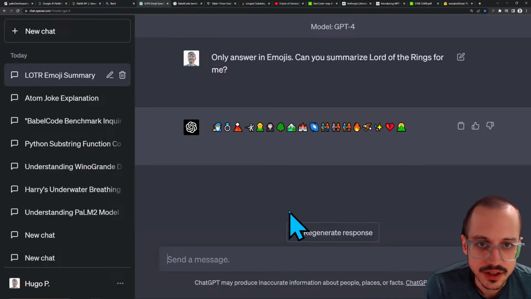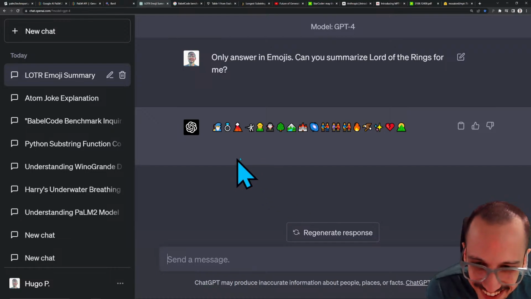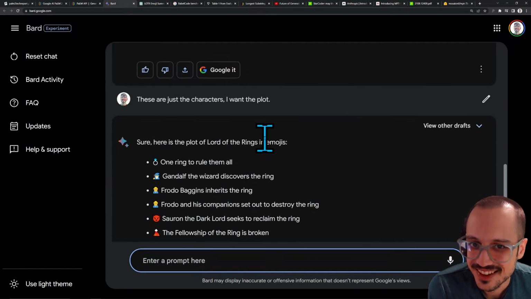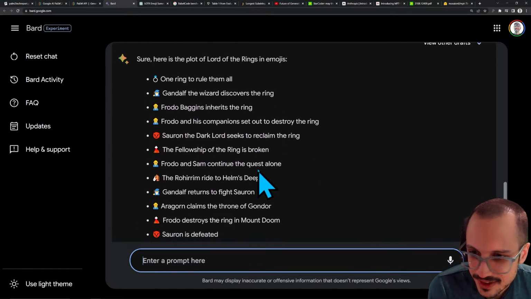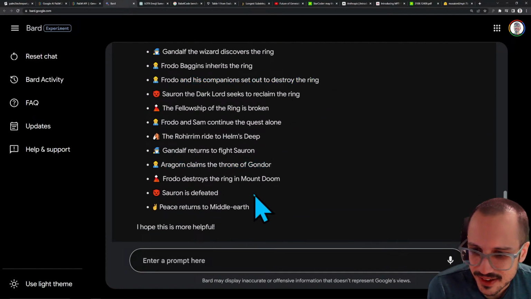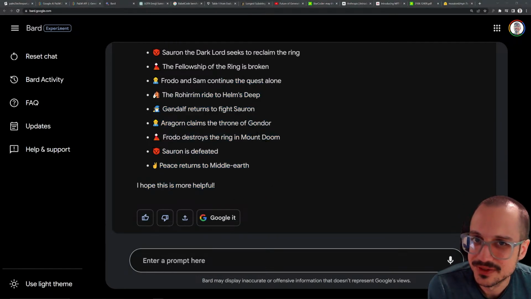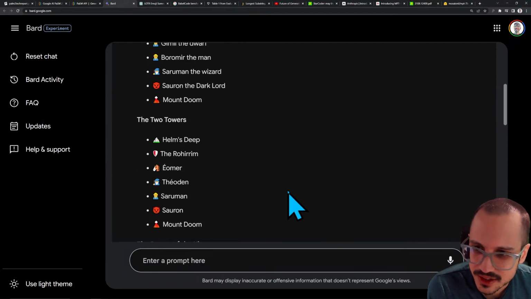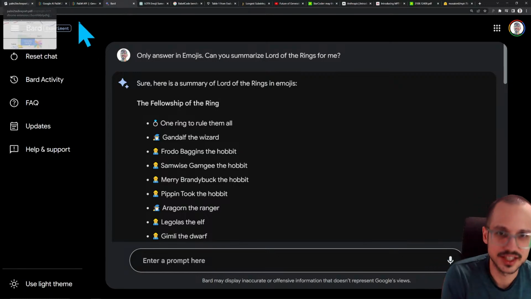Let's see. This is what I'm talking about. Look at GPT-4. So much better. You got wizard, ring, mountain, sword fight, elf, orc, I guess, tree, mountain, castle, galaxy, people holding hands, fire, eagles, star, heartbreak. It's kind of cool. I like this one though. This one's much better. Only answer in emojis. It answered only in emojis, versus Bard gave me this weird bulleted list. I don't know, guys. Kind of seems like GPT is still king.